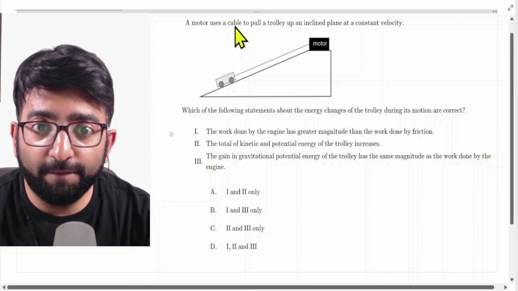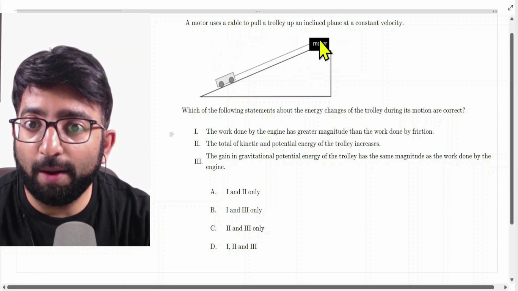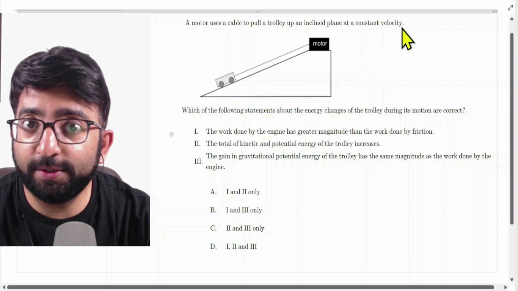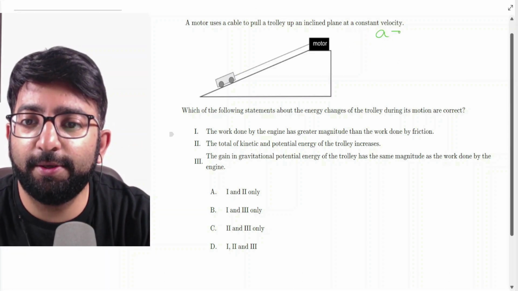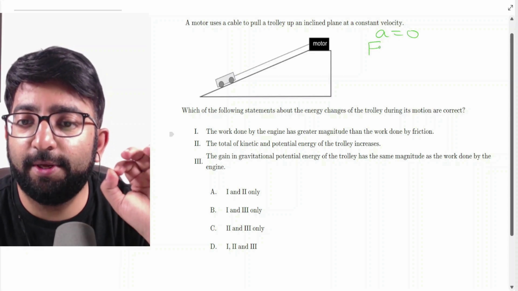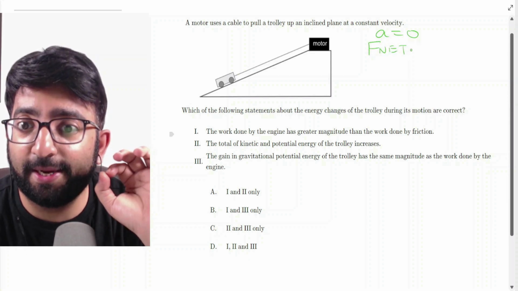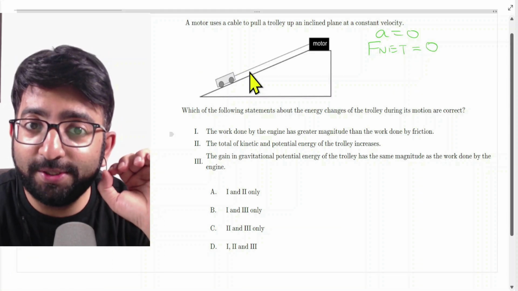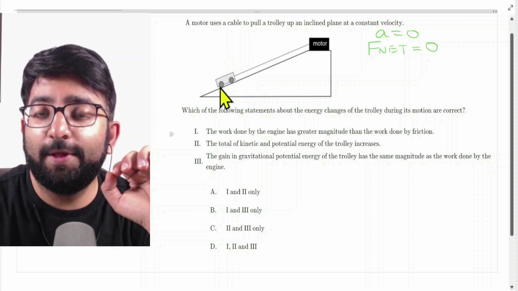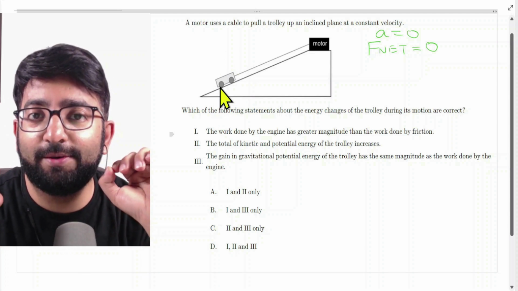So here we have a motor which uses a cable to pull a trolley up an inclined plane at constant velocity. So this is the keyword here. Constant velocity would mean acceleration is equal to zero, which means the net force, according to Newton's second law, will also be zero as F is equal to ma. So whichever forces are acting on this trolley, all of them will add up to get the zero resultant force.